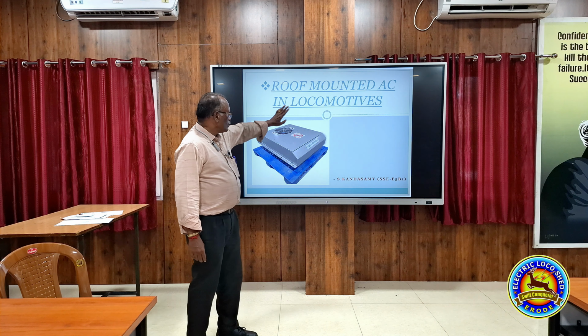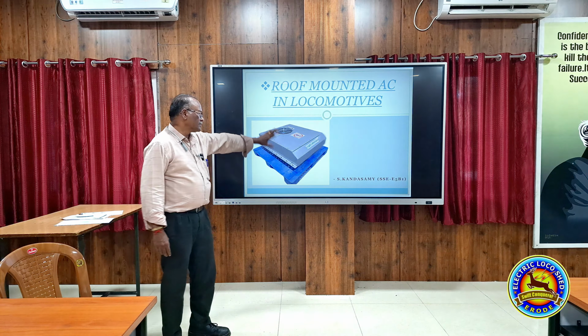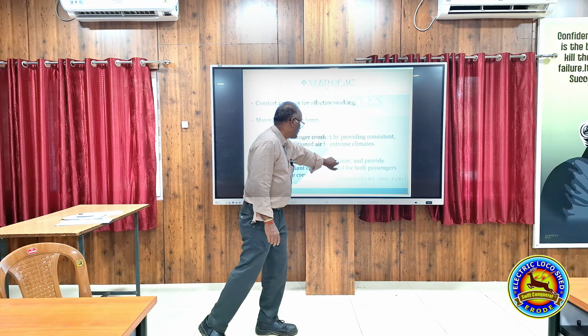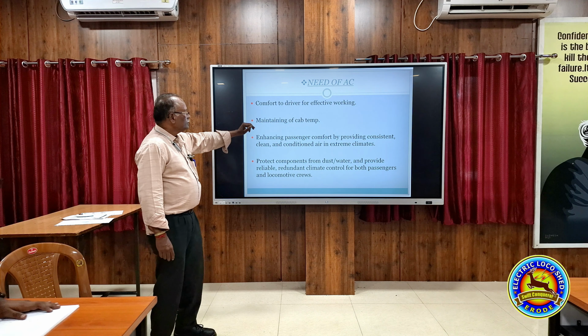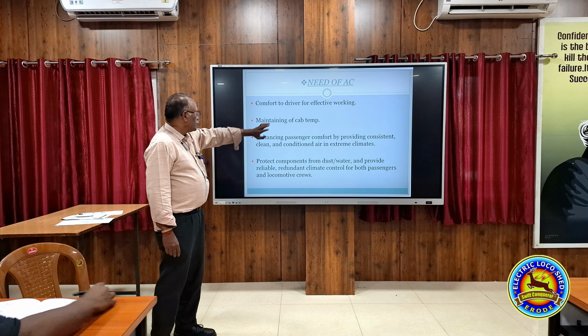The roof mounted cab AC in locomotives. This is a schematic view, showing how the cab AC is available on the roof side. What is the purpose? The need for AC is comfort for the crew for effective working.